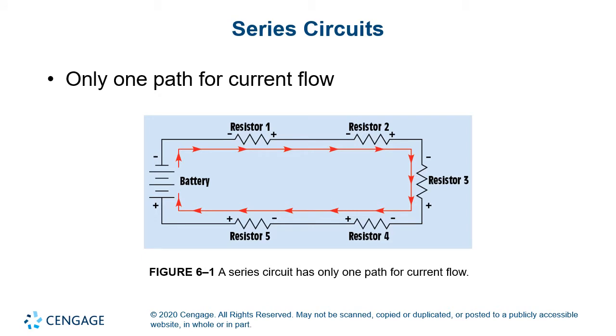So let's start with series circuits. What makes it a series circuit is that all of the components are installed in series. As a result, there's essentially only one path through the circuit. In our example here, current starts out flowing out of the negative side of our battery. It goes through resistor 1, resistor 2, resistor 3, resistor 4, resistor 5, and back to the battery. So there's only one path, and all the current has to go through each of these components. That's what makes something a series circuit.